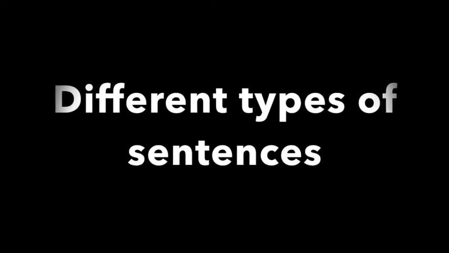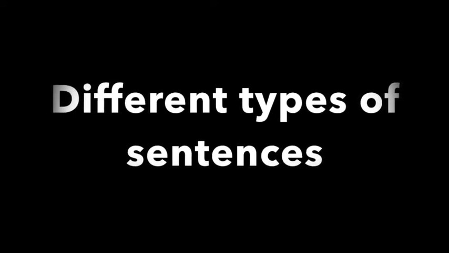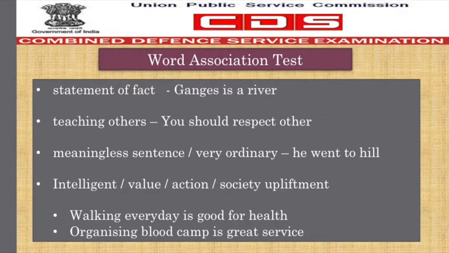Gentlemen, after watching the responses of hundreds of students who have given their responses to me on word association test, I am going to tell you what type of statements or what type of sentences I get from the students. The first and the most common sentence which I get is a statement of fact. It is like a truth which everyone knows, like Ganges is a river, or Bangladesh is towards India's east, or America is a great power. So all these types of sentences are statements and everybody is aware of these.